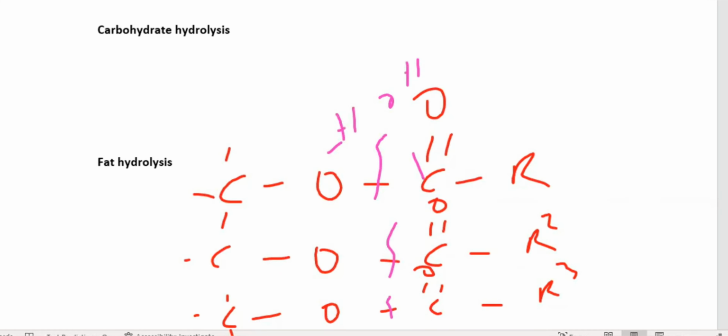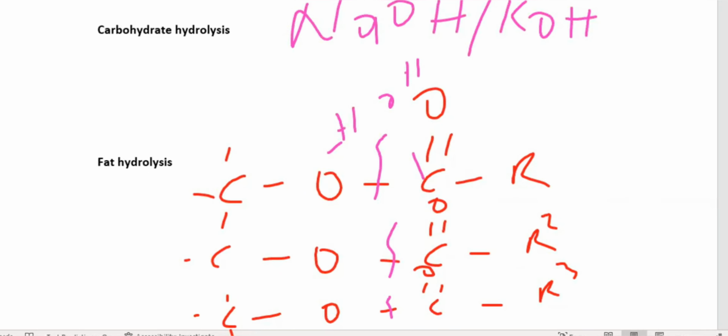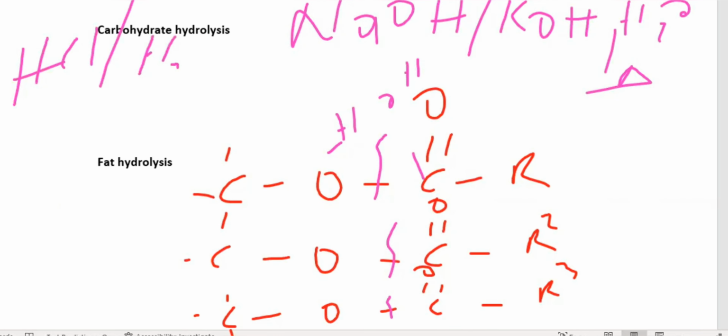Now, something that I want to mention about the fat hydrolysis. Hydrolysis may occur in two ways. You can have alkaline hydrolysis. I'm sure I did this last week. You can have alkaline hydrolysis where you use an alkali, such as sodium hydroxide or potassium hydroxide, with the water, and you heat. Or you can have acid hydrolysis where you have an acid such as HCl in the water and you apply heat. Now, when you do the acid hydrolysis of fats, you end up with your glycerol and the fatty acids.